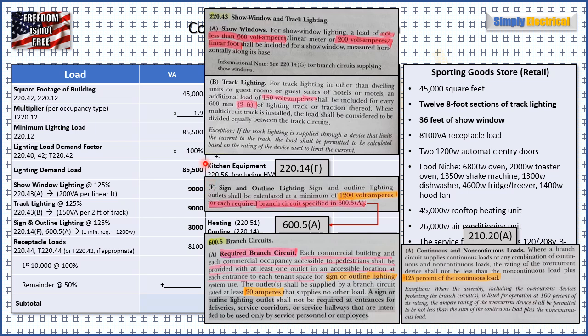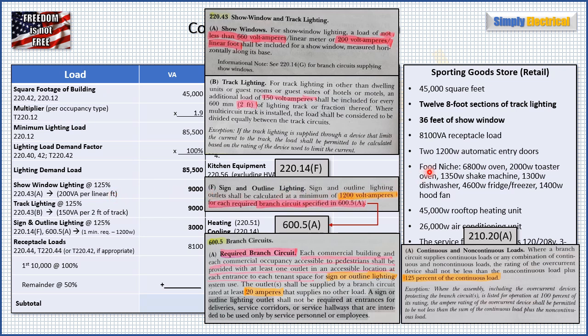Next up is show window lighting. 220.43, show window and track lighting. So A is show windows. For show window lighting, a load of not less than 200 VA per linear foot shall be included for a show window measured horizontally along its base. So it's a pretty straightforward calculation. You take whatever linear length of show windows you have in your building and you just take 200 VA per linear foot. So down here we have show window lighting, 200 VA per linear foot.